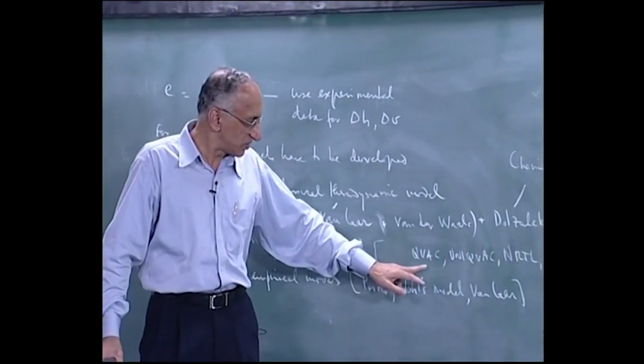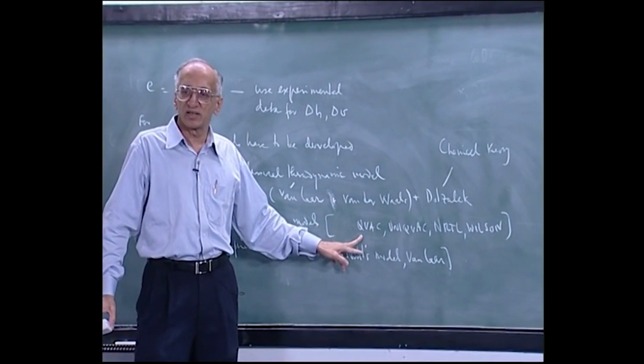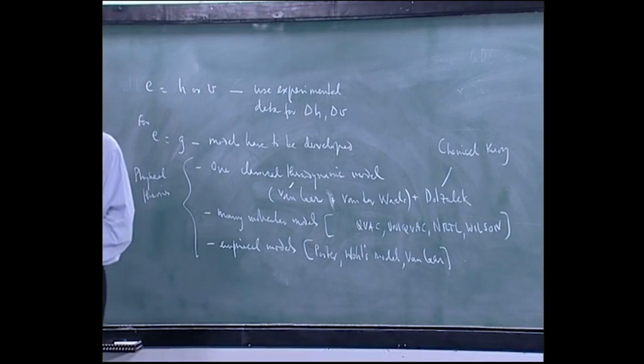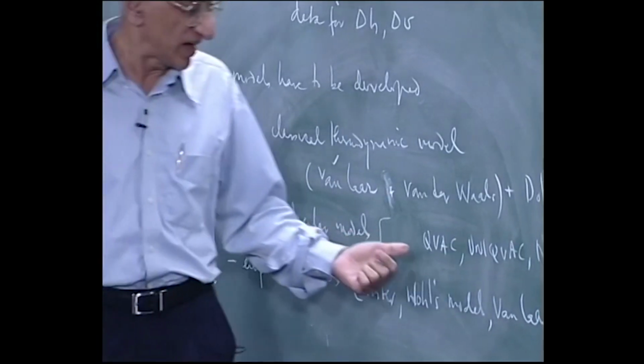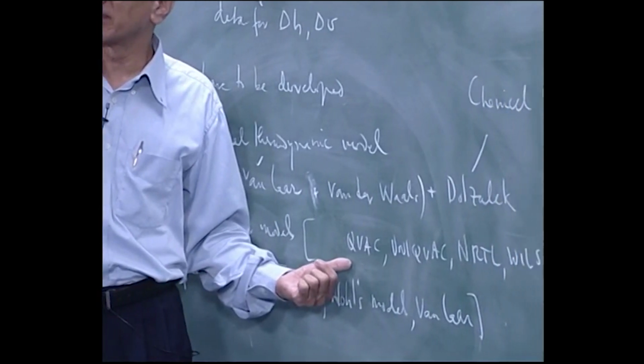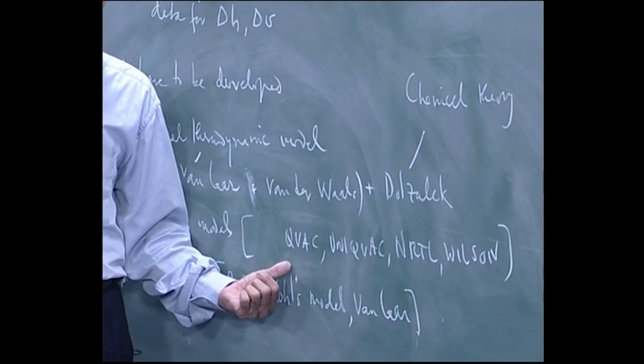I will just say a few words about these acronyms. This is actually called quasi chemical theory. It is called quasi chemical theory because the form of the final result looks like the result you would have got had you assumed a chemical reaction. It sort of recalls Dolzalek's theory, but there is no chemical reaction postulated here.